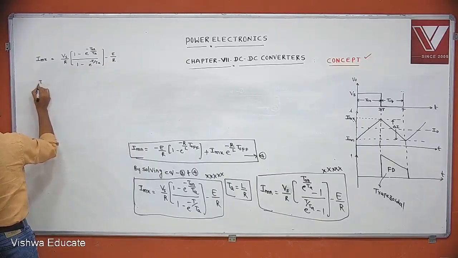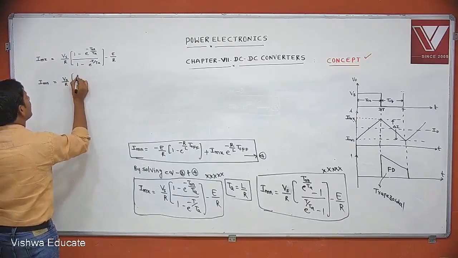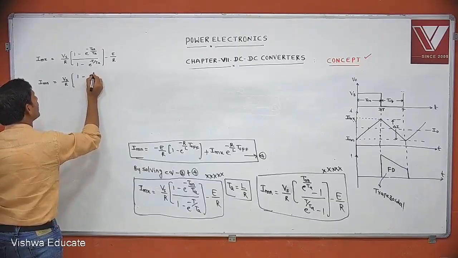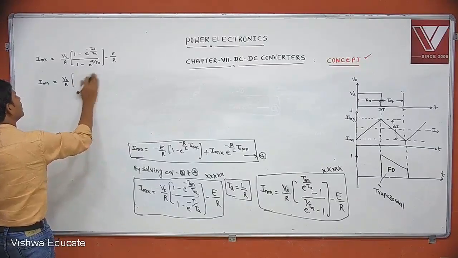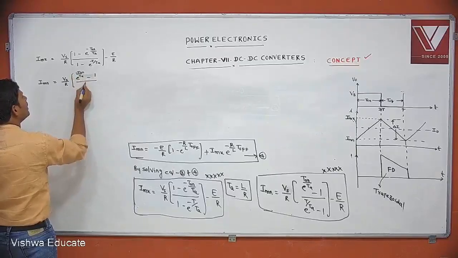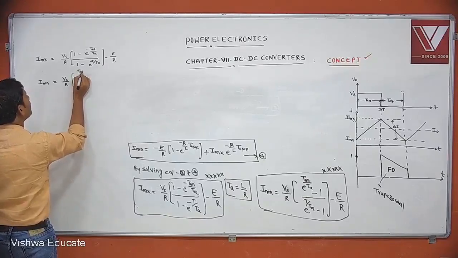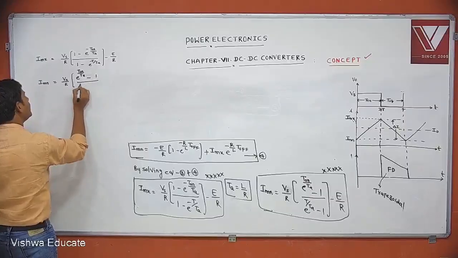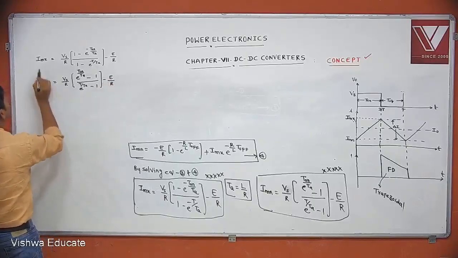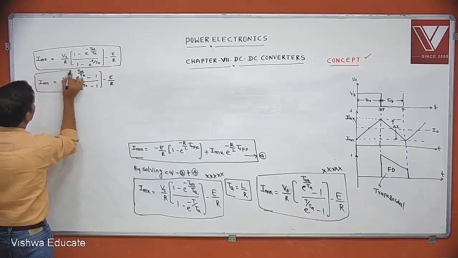What is I minima? I minima equal to Vs by R into (e power T on by Ta minus 1) by (e power T by Ta minus 1) minus E by R. This is the I maxima expression and this is the I minima expression.